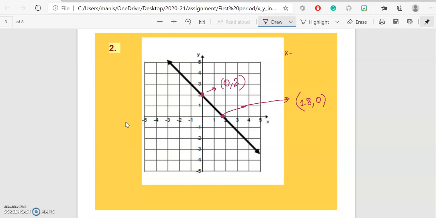Make sure you write the answer like this. X-intercept is equal to 1.8 and y-intercept is equal to 2, and ordered pair is this answer. This is your answer. Three answers are these. Ordered pair is what? 1.8 comma 0, and another one is what? 0 comma 2. That's your answer.